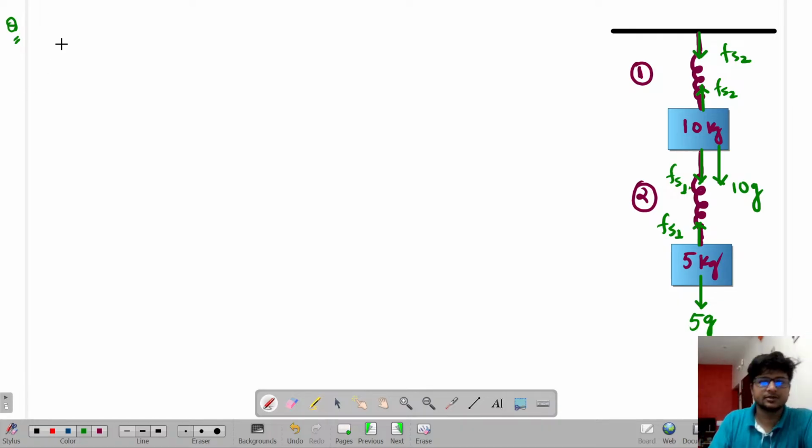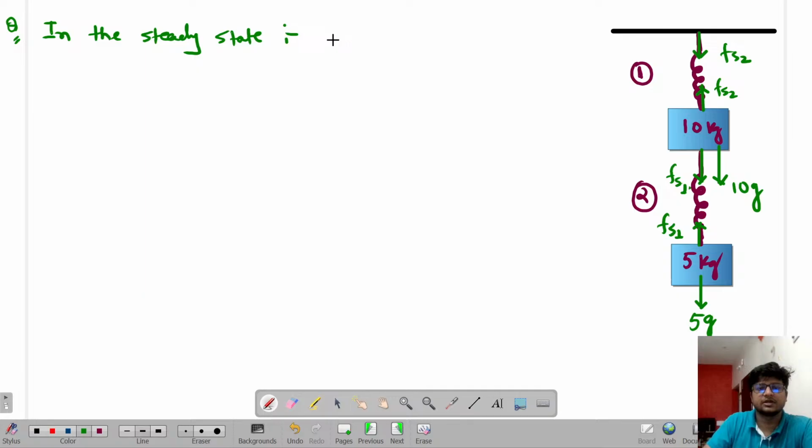In equilibrium, or in the steady state, the value of spring force 1 will be how much? Fs1 will be simply 5g, and Fs2, this one, will be how much? This is Fs1 plus 10g, which is 5g plus 10g, which is 15g, correct?